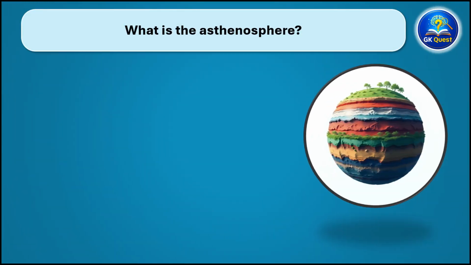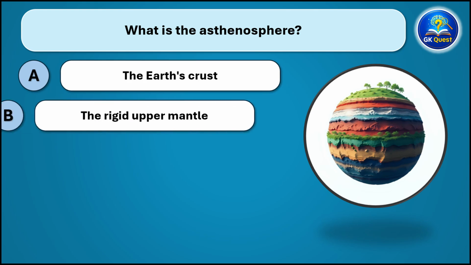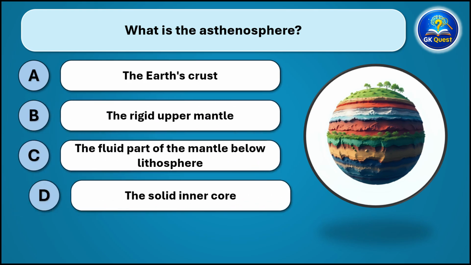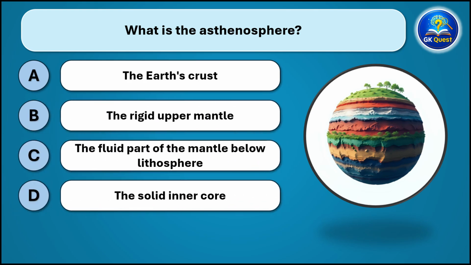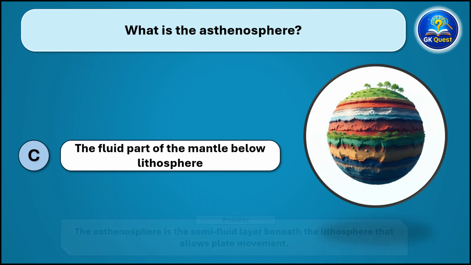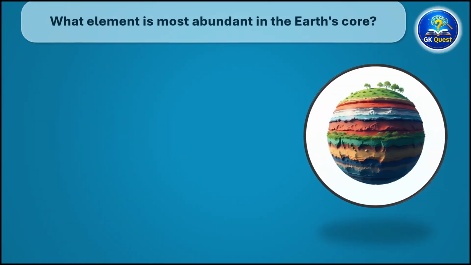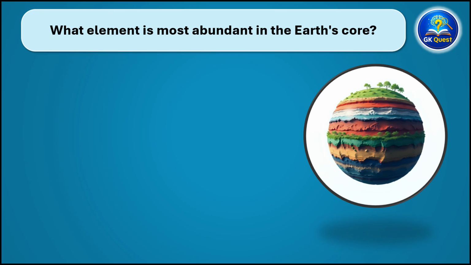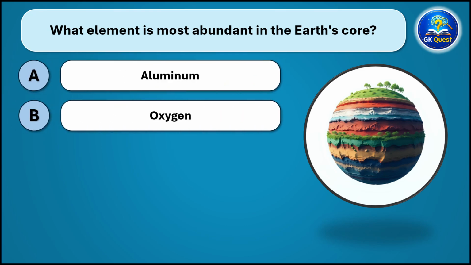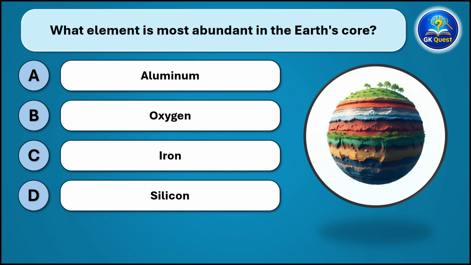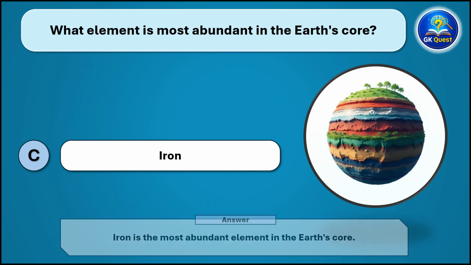What is the asthenosphere? The asthenosphere is the semi-fluid layer beneath the lithosphere that allows plate movement. What element is most abundant in the Earth's core? Iron is the most abundant element in the Earth's core.